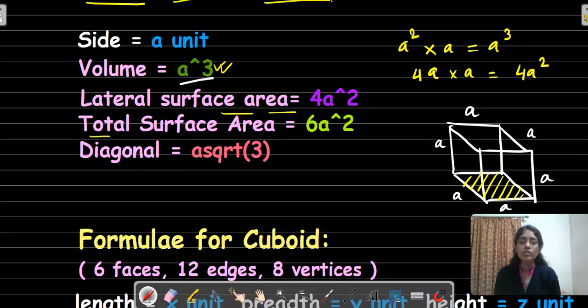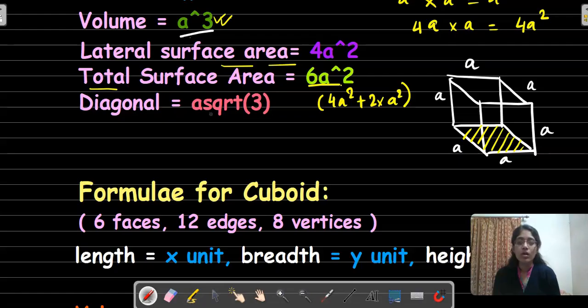And what is total surface area? That is lateral surface area plus 2 into base area. So lateral surface area is 4a square plus 2 into base area, which is a square. Therefore total surface area is 6a square. And diagonal of a cube is a root 3.